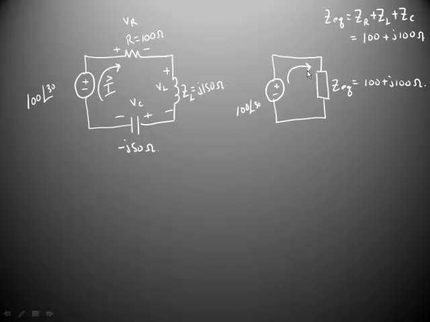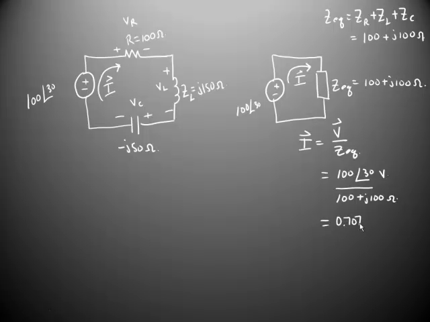So we can find our current phasor using Ohm's law. I phasor is going to be V phasor divided by Z equivalent, or 100 at angle 30 divided by 100 plus J100 ohms. For a current phasor of 0.707 at angle minus 15 degrees.